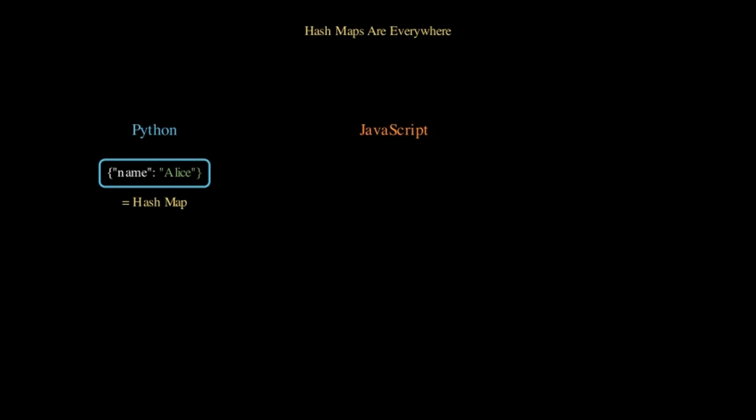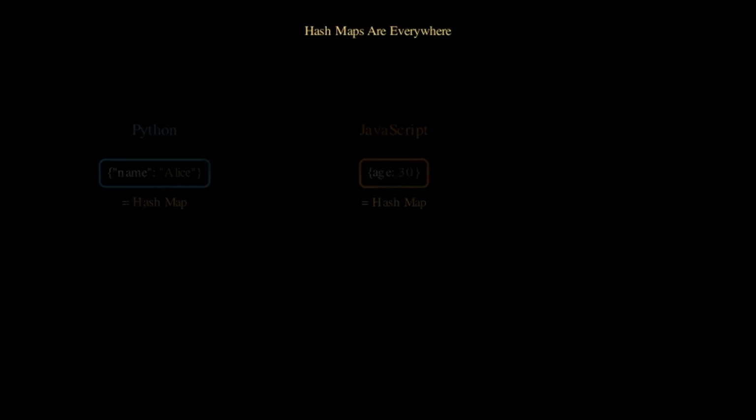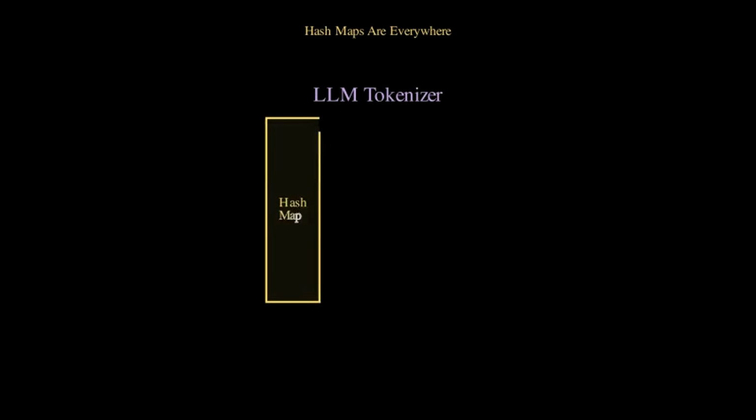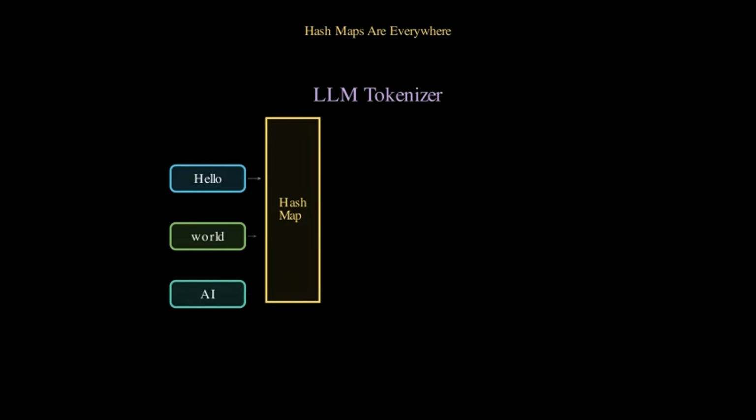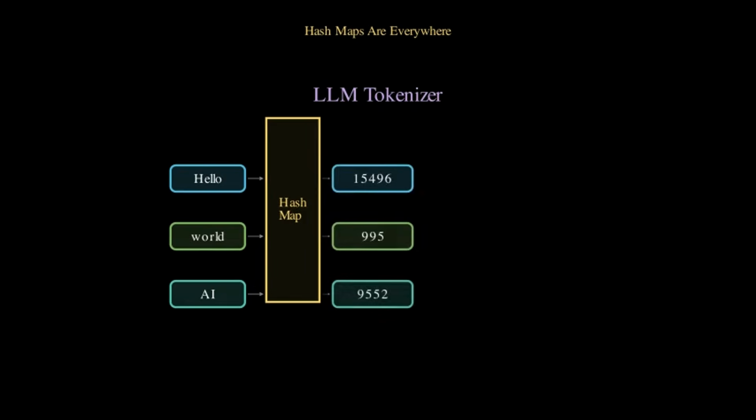Hash maps are everywhere. Python dictionaries and JavaScript objects are hash maps, and they're in machine learning too. For instance, every large language model tokenizer is essentially a giant hash map converting words to token IDs. So basically, every prompt you've ever typed into ChatGPT went through a hash map before the model ever saw it.